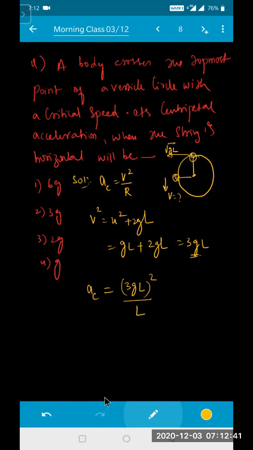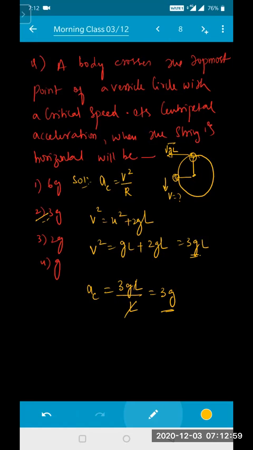So this is v square, and it is 3gL completely. So this will be 3g into L divided by L. L gets cancelled. This will be equal to 3g. What is the answer for that? 3g. Got an idea?